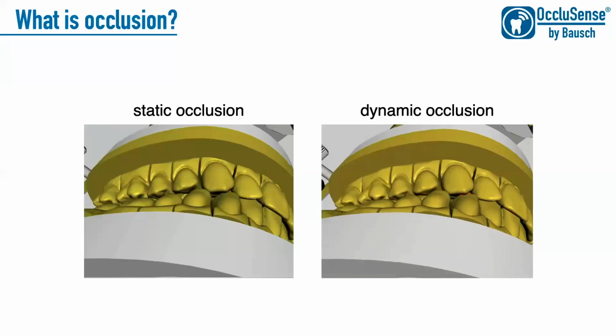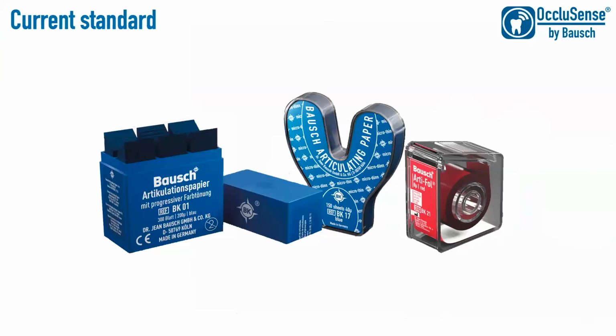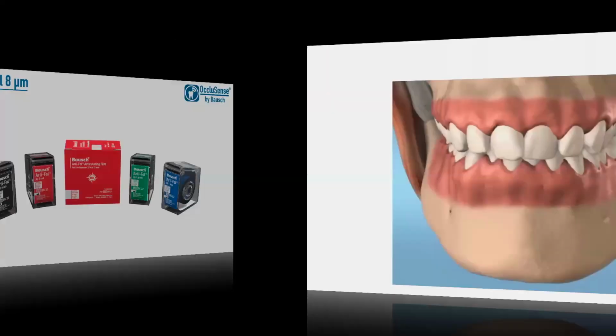So if we visualize the main aspects during static and dynamic occlusion and think about how we currently test this on our patients, then we have a standard that has been unchanged for quite a long time. So pre-cut strips, we have occlusion paper covering the full arch. They can be rolled and ready to cut. And obviously the different colors and various thicknesses with standard foils being 8 microns thin.